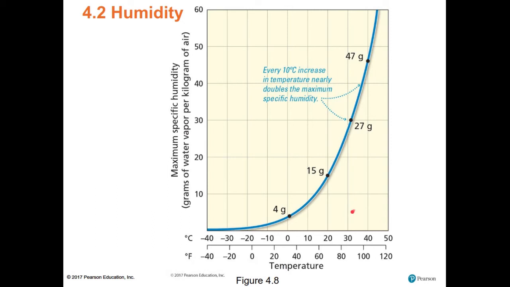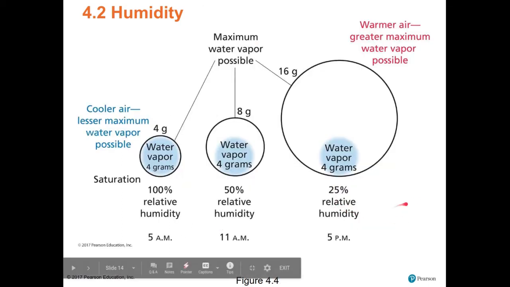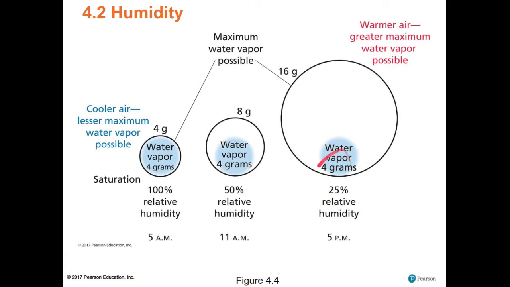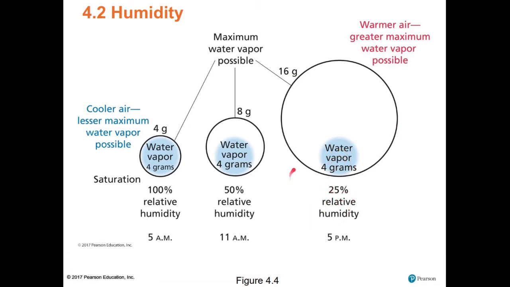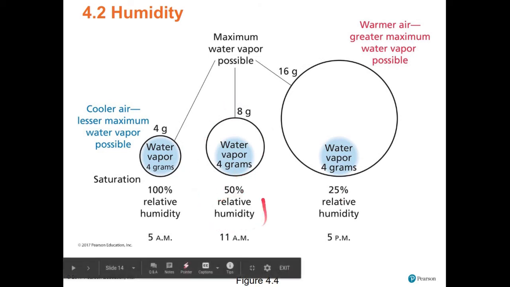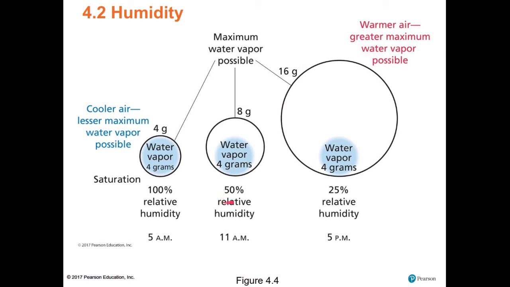So that same problem again. If we go back here, it's 20 degrees, the maximum is 16, we have 4, so the relative humidity is 25%. If the temperature cools off by 10 degrees, the capacity gets cut in half. So we still have 4 grams, but now the maximum is 8, so the relative humidity has doubled. As the capacity goes down, the relative humidity goes up.